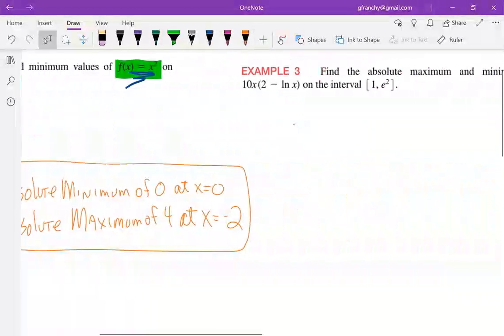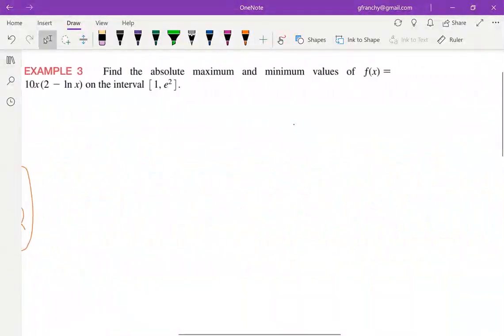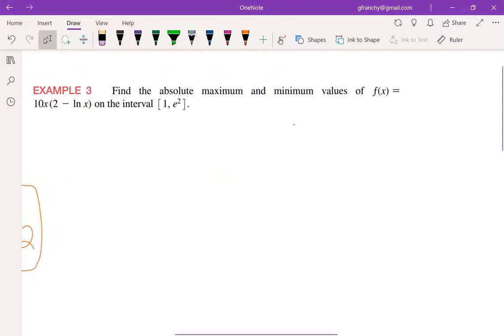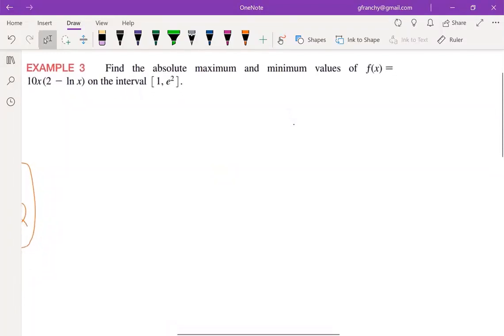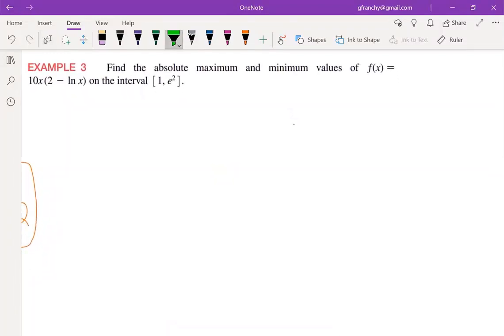There. We can slide on over to example 3. And again, we're going to do the same thing. We have our function here, and that is continuous as long as we're putting values into the log that are positive. It's going to be defined there. And we are. We're on a closed interval.